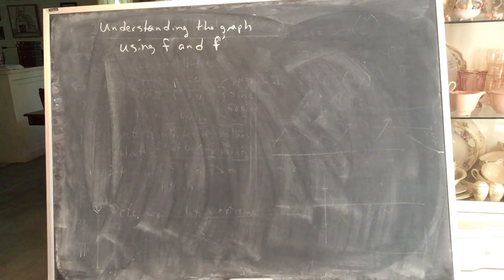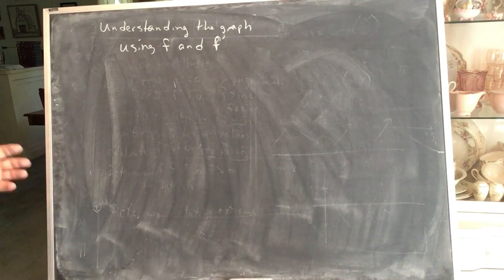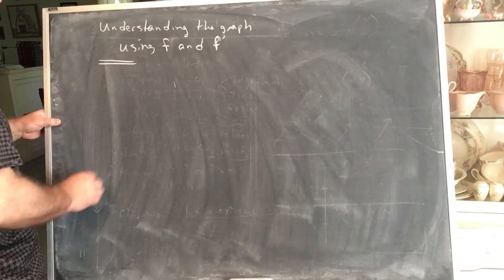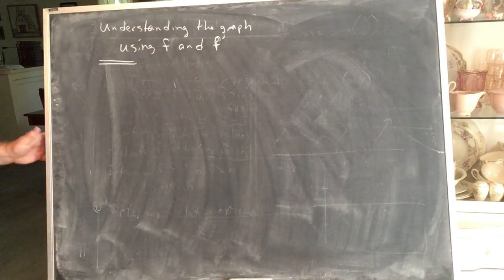Okay, now we're going to talk about gaining some understanding of the graph using the derivative and the function itself. This idea doesn't have anything to do with doing a computation and getting a number for an answer. This has more to do with, do you understand the information that's being conveyed by the function and the derivative? In particular, what we're dealing with is whether or not the function and or its derivative is positive or negative.